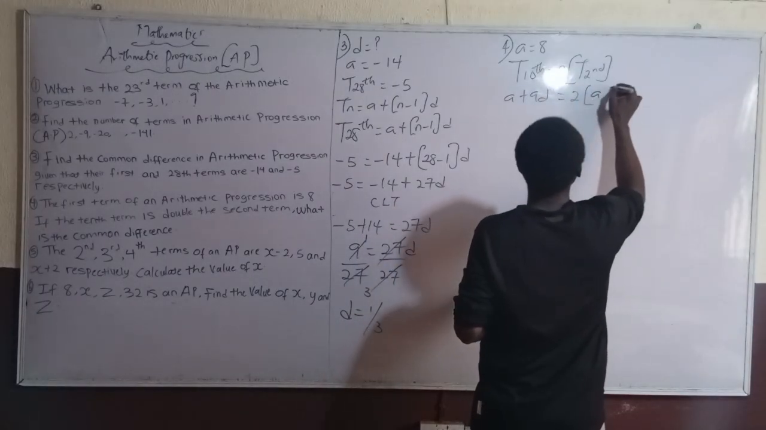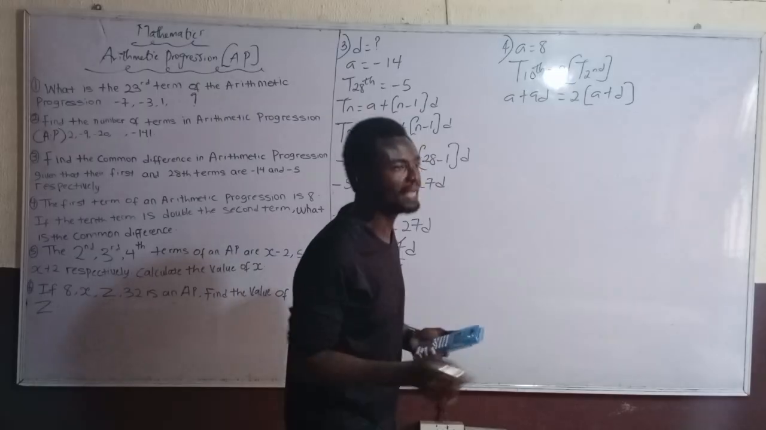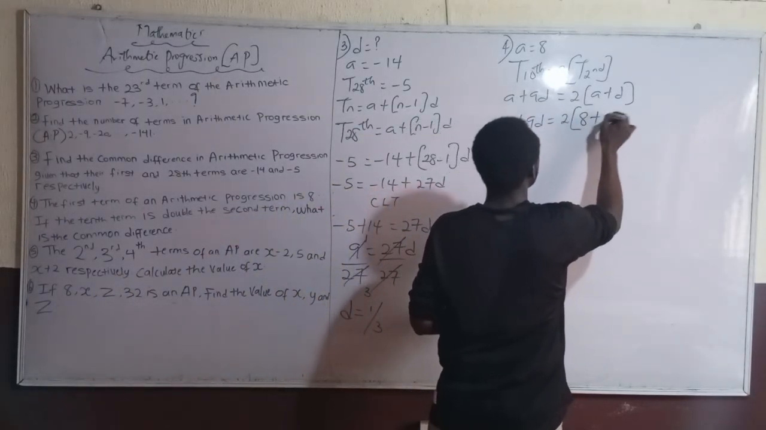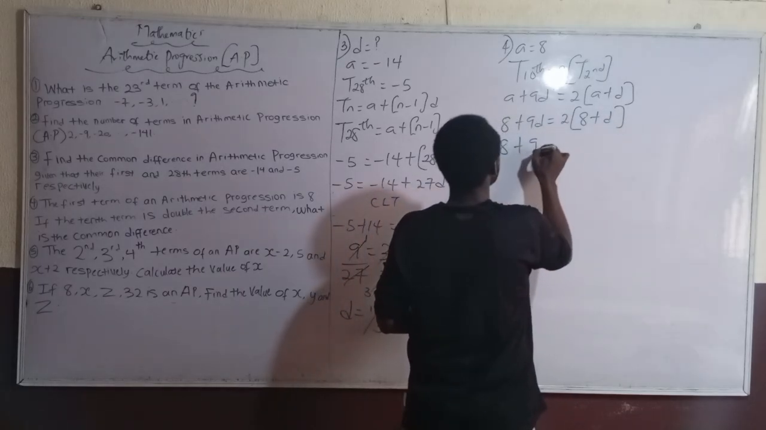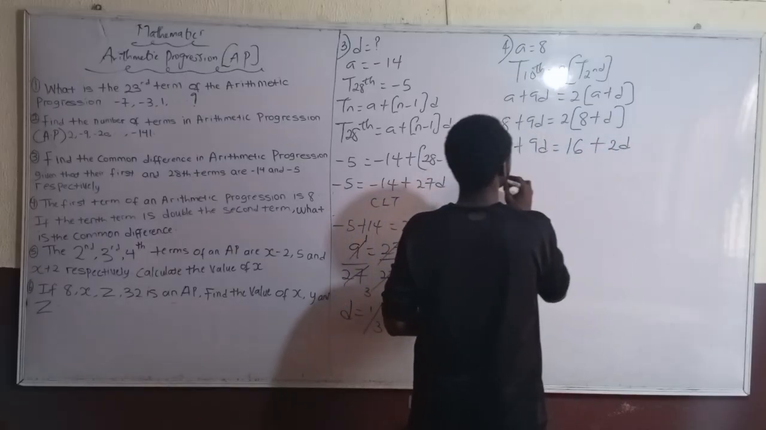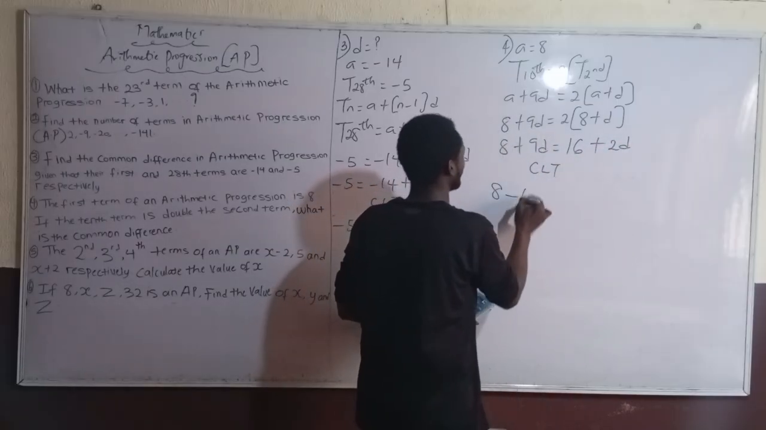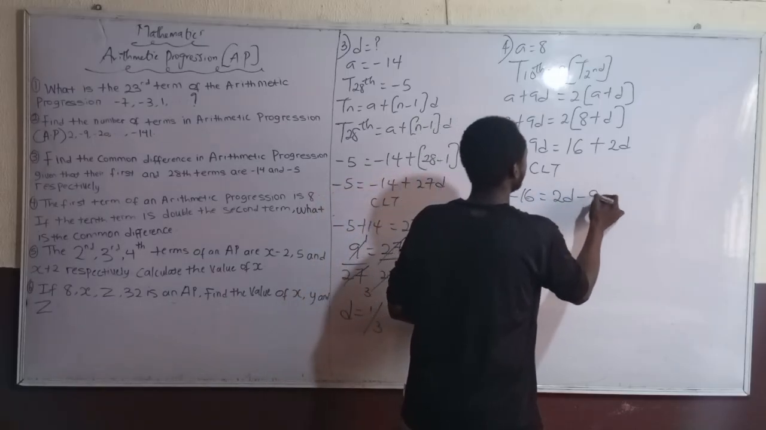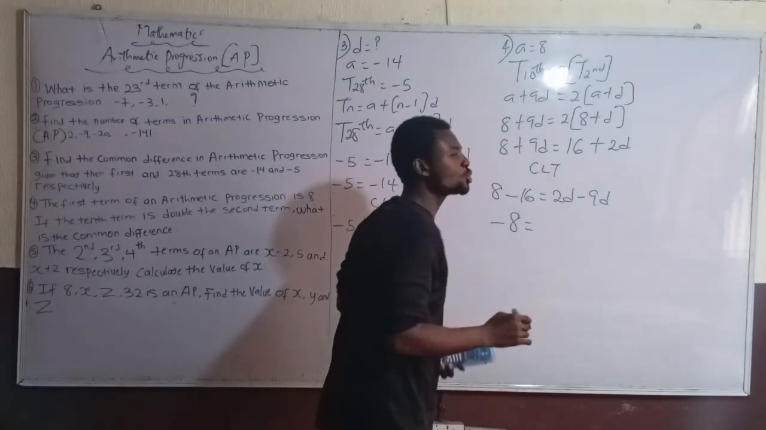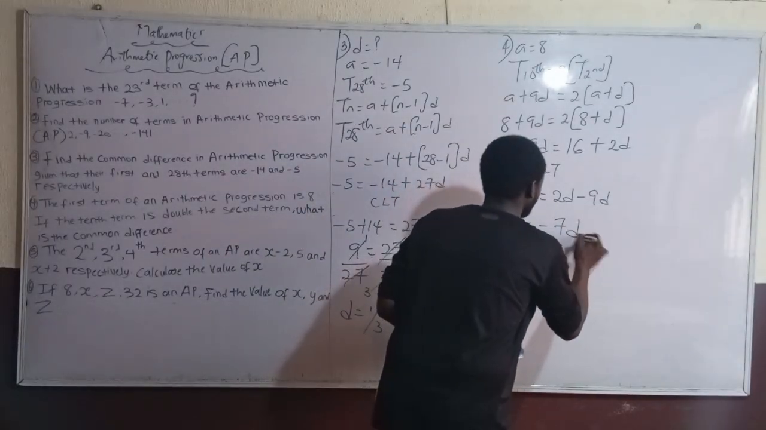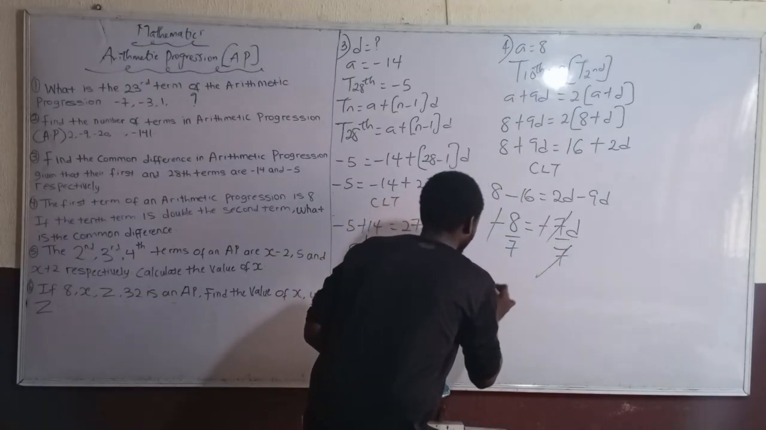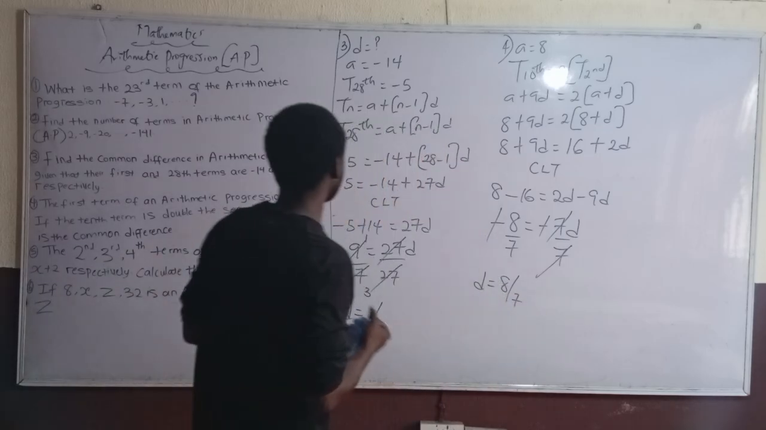My T2 becomes what? A plus d. Now A is 8. This is 8 plus 9d equals 2 bracket 8 plus d. 2 times 8 is 16, 2 times d is 2d. So collect like terms: 8 minus 16 equals 2d minus 9d. 8 minus 16 is minus 8, 2d minus 9d is minus 7d. Minus cancels minus. Divide by 7, divide by 7. My d is 8/7.